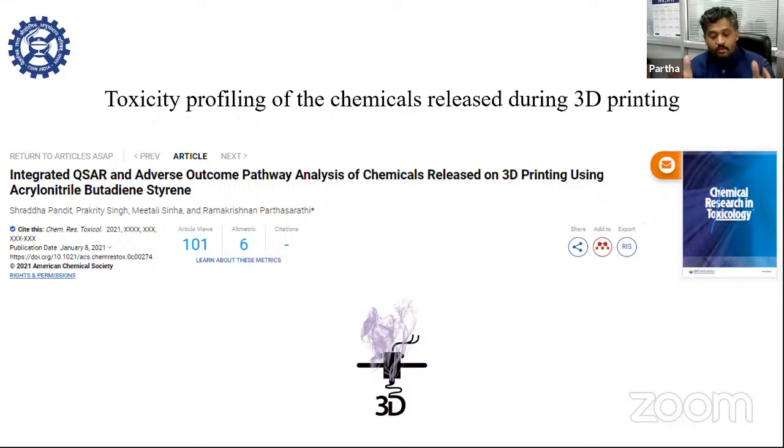When you're using it in a closed environment, it's still okay. But sometimes in open environments, or at later points, some of these chemicals get released even at very low temperatures. So we want to make a risk assessment platform using computational approaches, integrating QSAR and adverse outcome pathways, to predict the toxicity of the filaments. That way we can omit those filaments and develop safer filaments for our users.